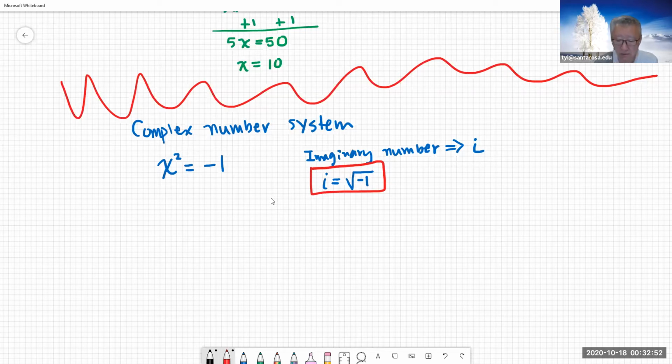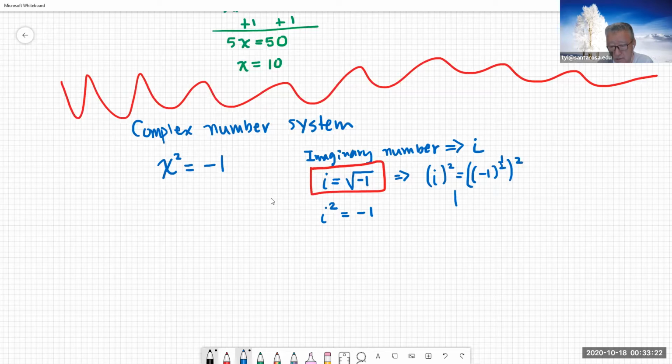An interesting fact here is that if i equals the square root of -1, then i squared, if you square both sides, you get -1. I hope this is not very difficult, because from here, if you square the left-hand side, it's -1 to the 1/2, right? That's what the square root is. And if you square them, that's what you're going to get.